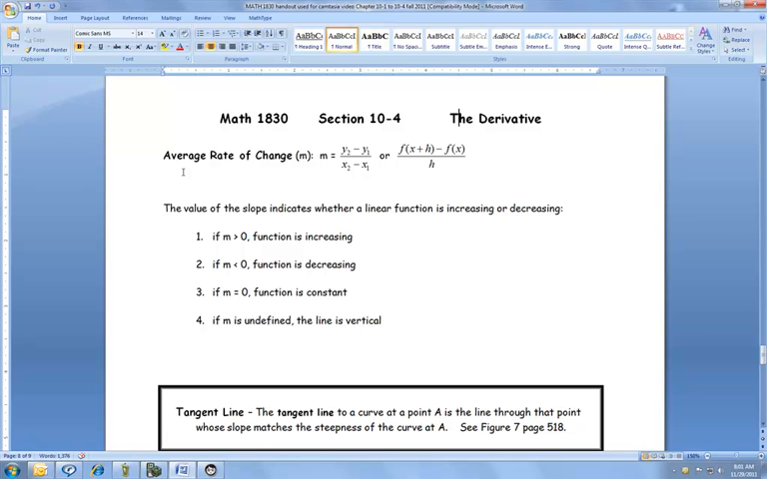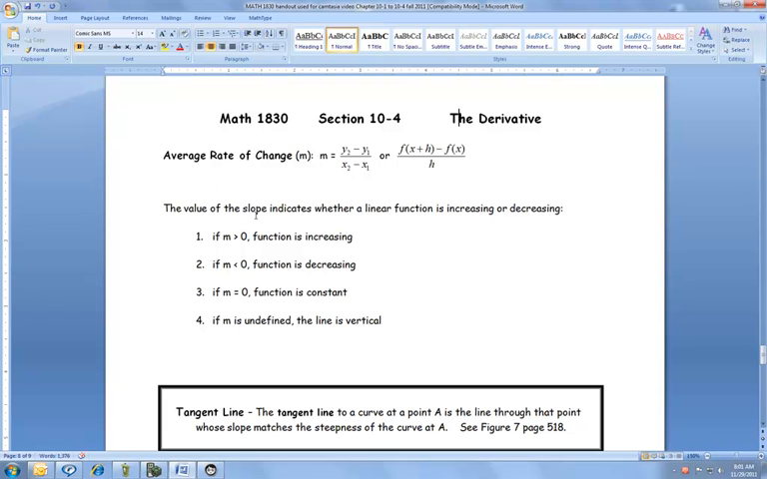Now we're going to look at our last section, and it's over the derivative, and the derivative will be with the majority of the semester from here on out. Average rate of change is your slope, if you remember from your pre-calc class, and that's the difference of your y's over difference of your x's. Another way I could write that is f of x plus h minus f of x over h, which is called your difference quotient, which you also had in pre-calc. And we've seen that a little bit earlier.